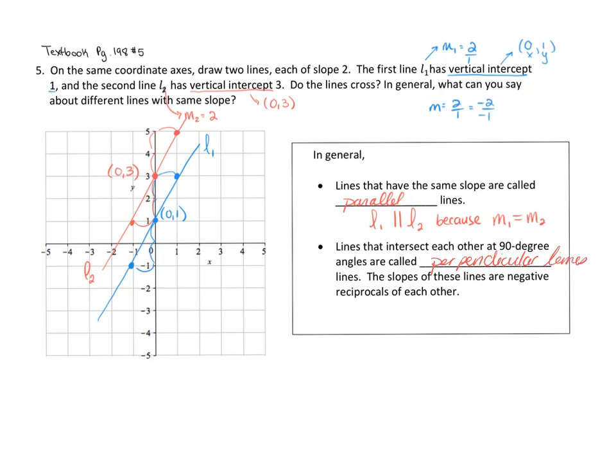Okay, so perpendicular lines, with the notation, we can say line 1 is perpendicular to, let's call this line 3. And line 1 is going to be perpendicular to line 3 because the slope of line 1 is the negative reciprocal of the slope of line 3.